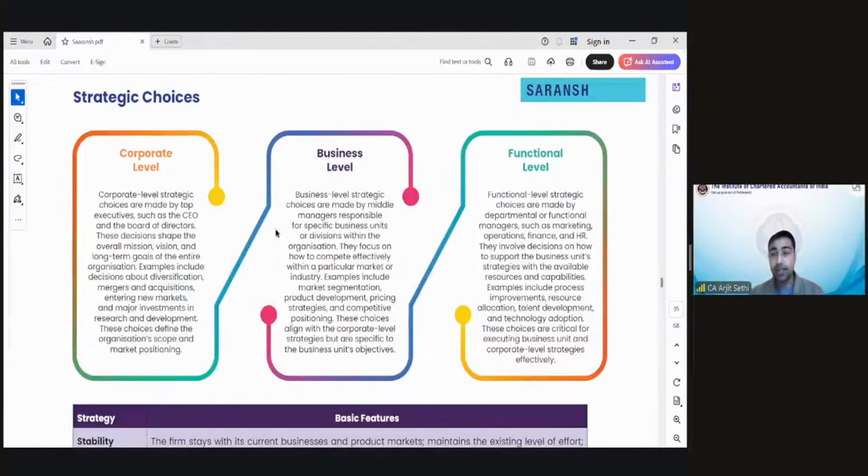I'll break it down very simply. Your cities have flyovers, right? Wherever town, city, place you live, there will be flyovers. The top level, let's say, I'm just giving you an example: the municipal corporation says, hey, we want to build a flyover from X point to Y point. That's a corporate strategy.